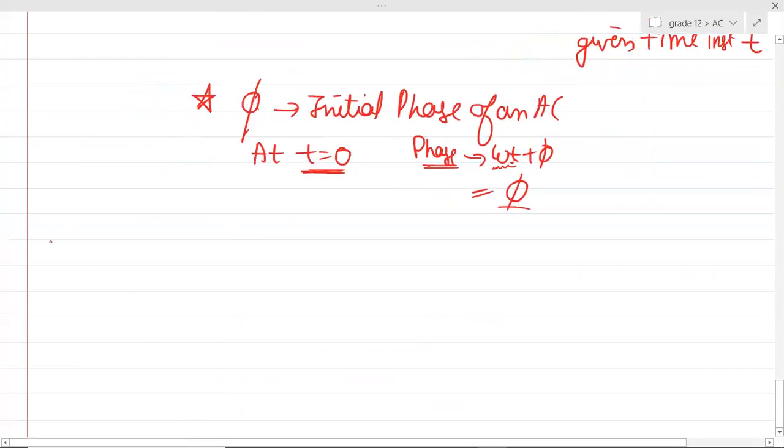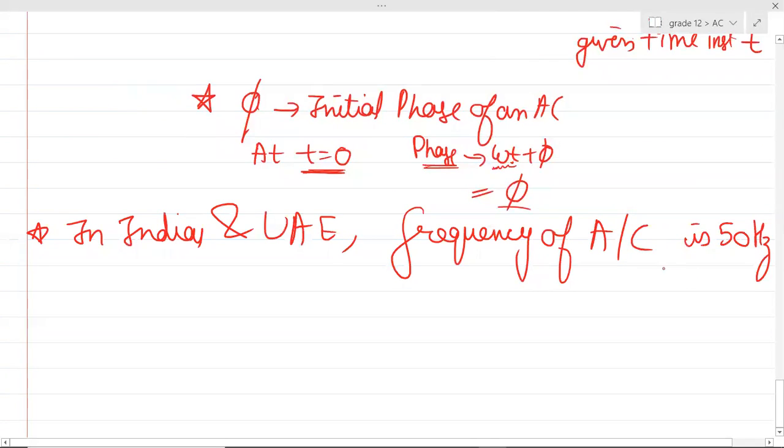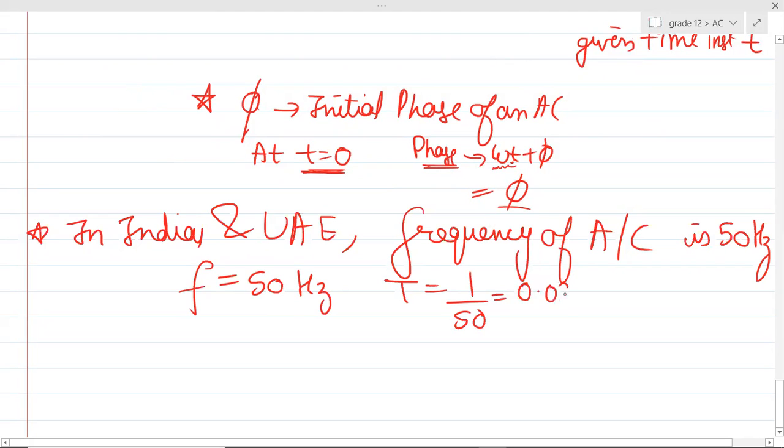Now please write some points. First of all, in India and UAE, the frequency of AC which we use is basically 50 hertz. That implies F is 50 hertz. Please remember, if F is 50 hertz, what is the time period? 1 upon 50, which is basically 0.02 seconds, right? And what is omega? 100 pi. Can you see 2 into pi into 50? So 100 pi radian per second.